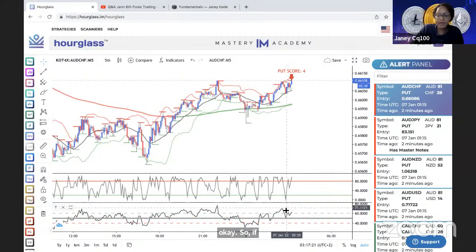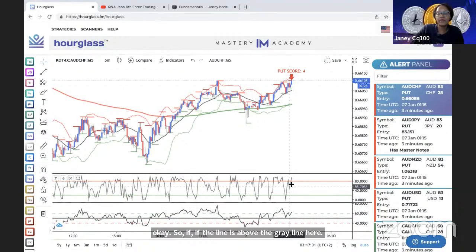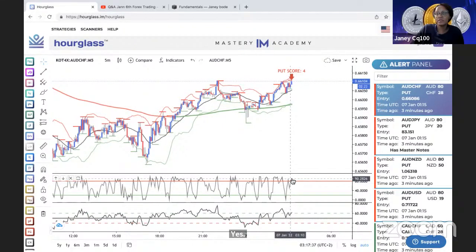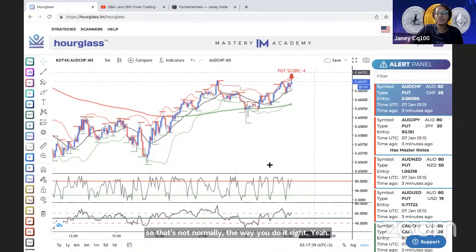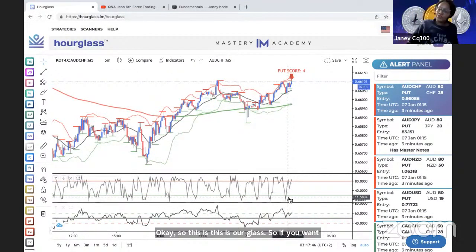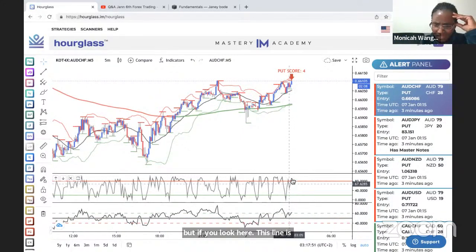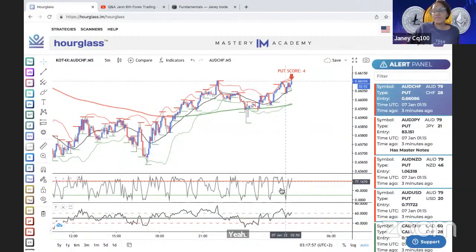So if the line is above the gray line here, then it's favoring a call. But also this cannot be in the red. So that's normally the way you do it, right? Okay, so this is hourglass. If you want to use this strategy and stick to it and always do it, that's fine. But if you look here, this line is just too far up on the red. It's not favoring you at all.